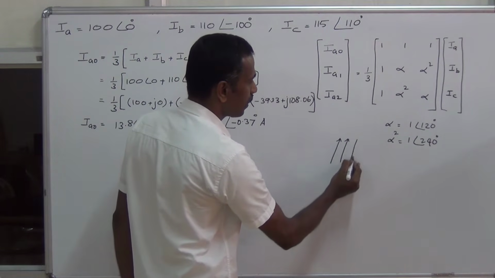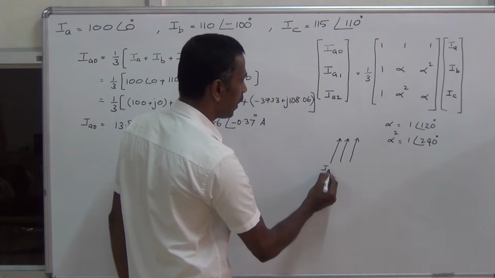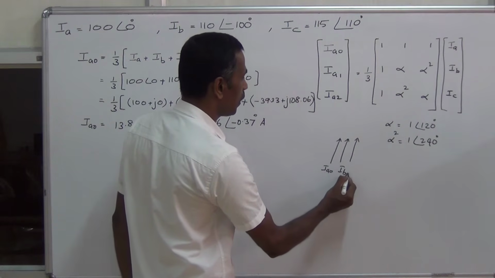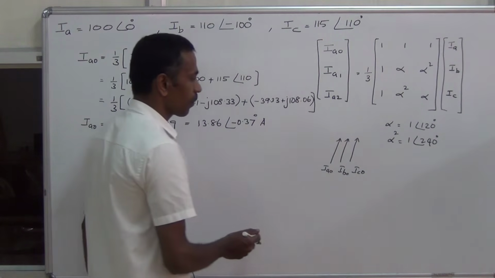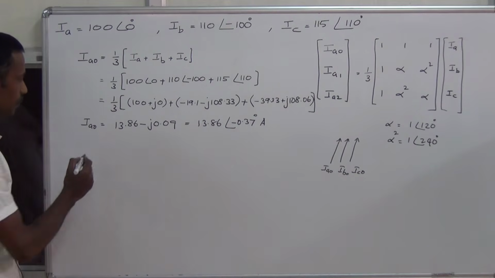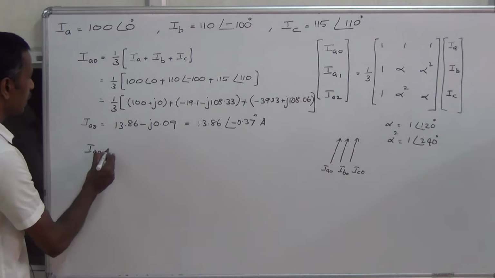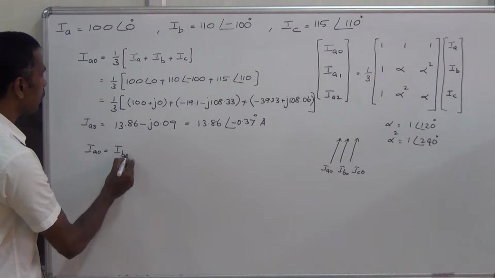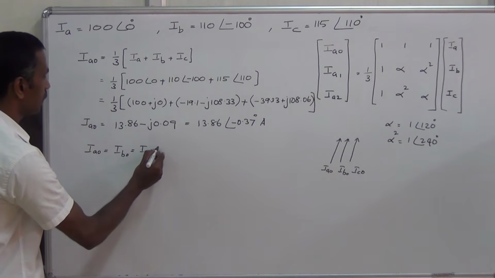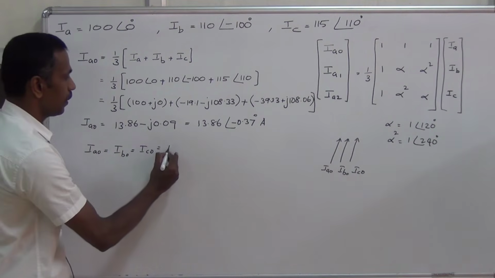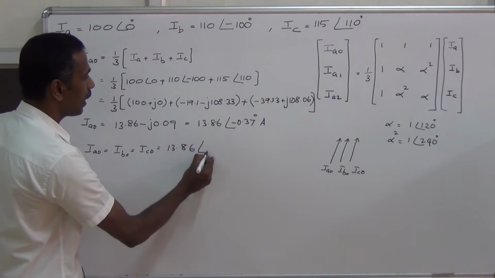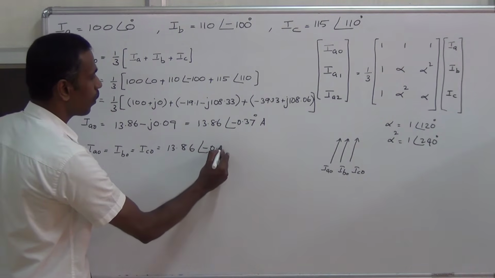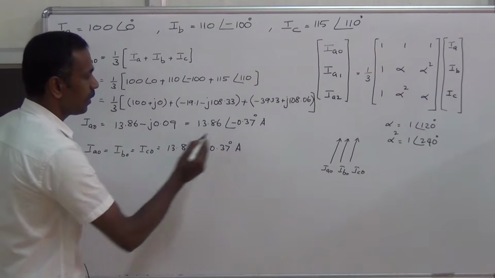These are the zero sequence currents, IA0, IB0 and IC0. All are equal. The three zero sequence currents are equal. This is equal to 13.86 angle minus 0.37 degrees.